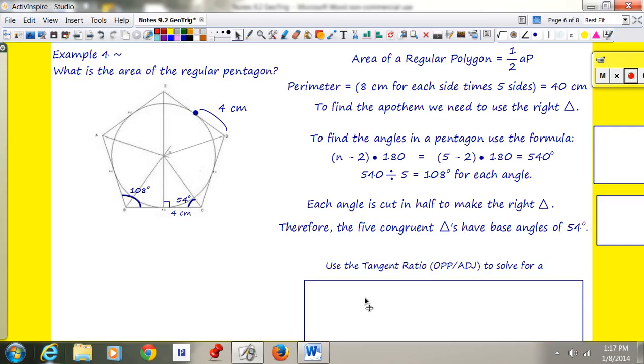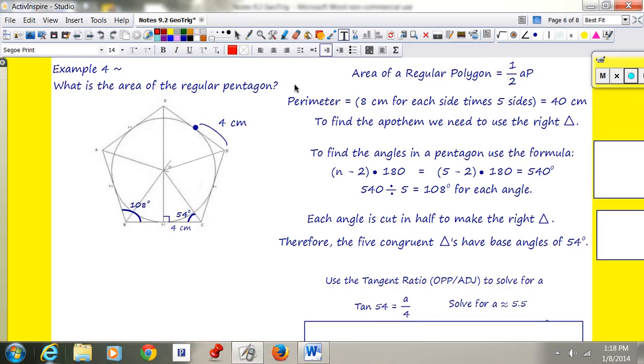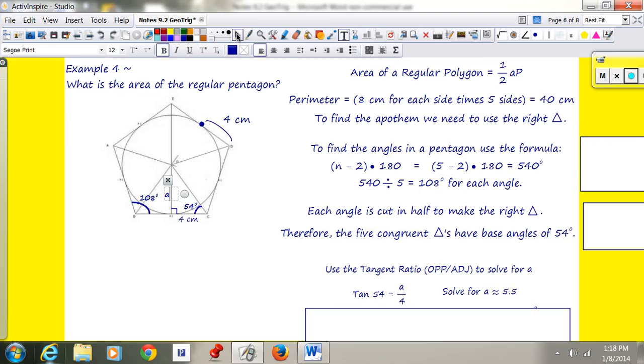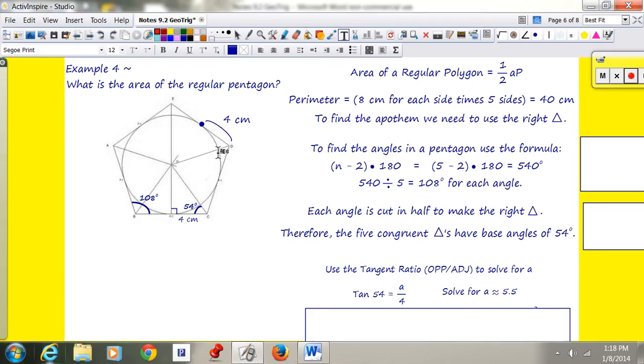Okay, the last part here says use the tangent ratio to solve for little a. What we're trying to do is solve for little a. We want to get little a, right? He was supposed to come up earlier, but he didn't, so we'll just put it there. There's a little a for you right there. That's what we're trying to find.